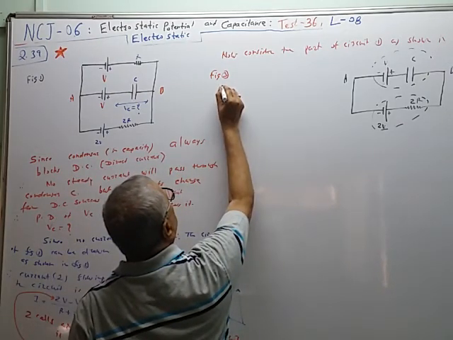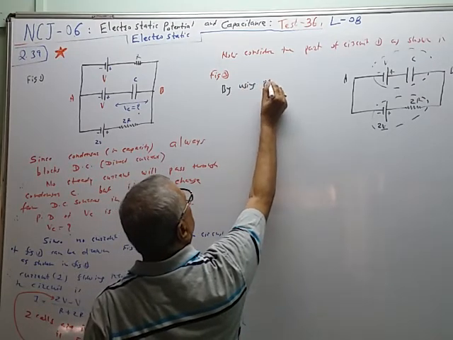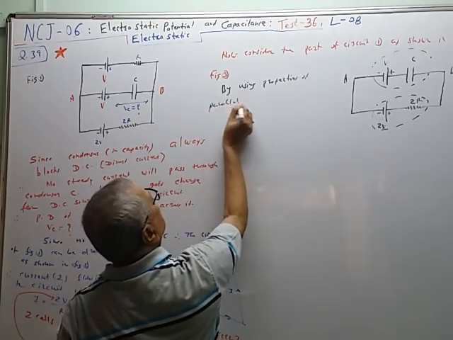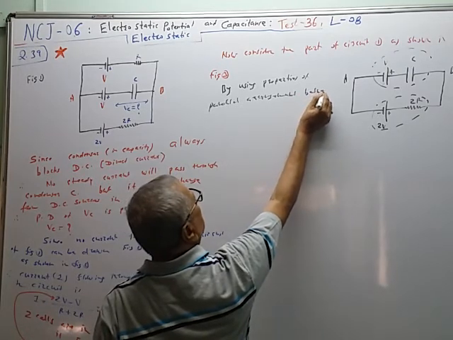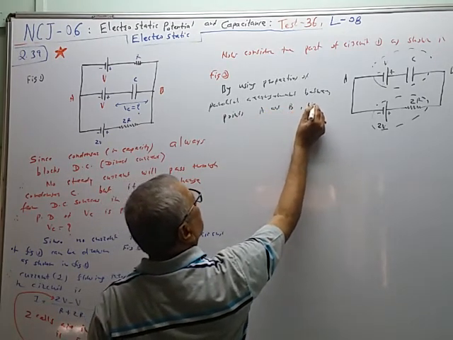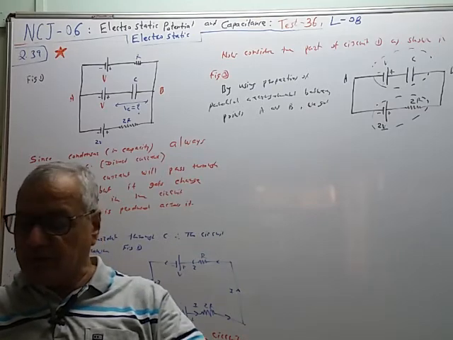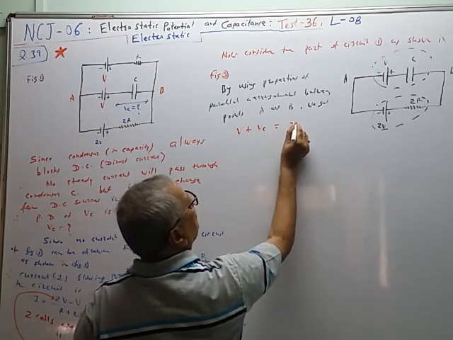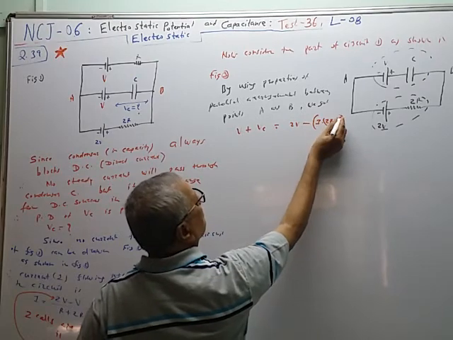So by using properties of parallel arrangement, between points A and B, we get the equation like this: V plus Vc is equal to 2 times V minus I multiplied by 2R. So this current I is flowing.